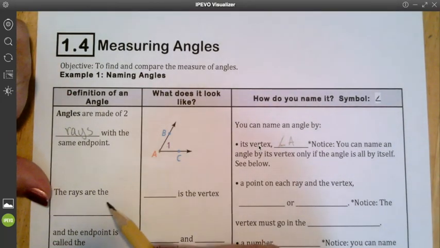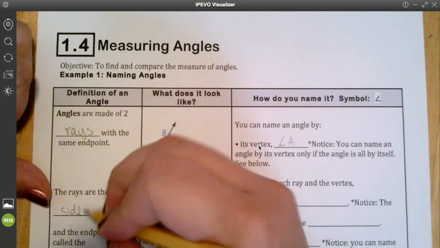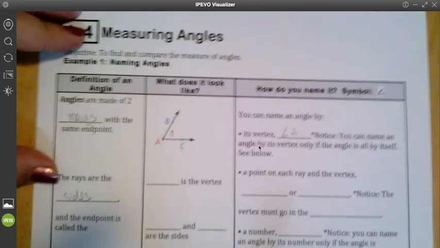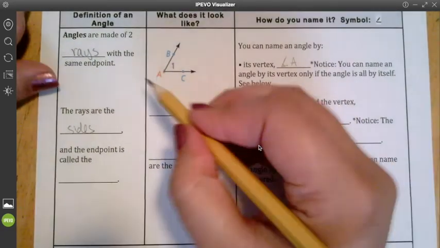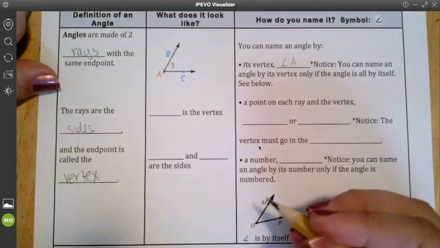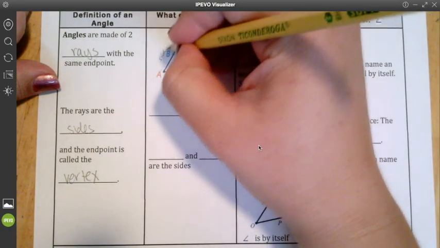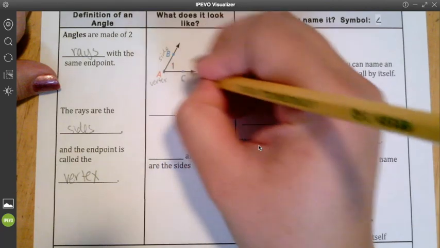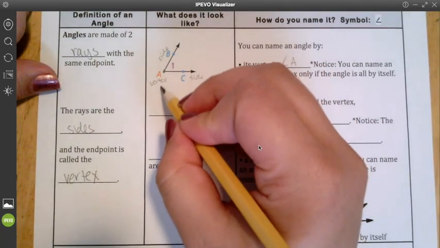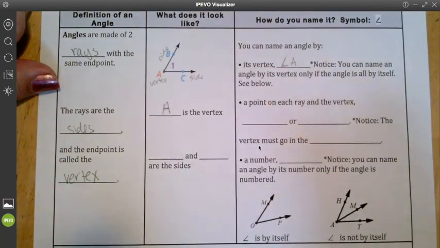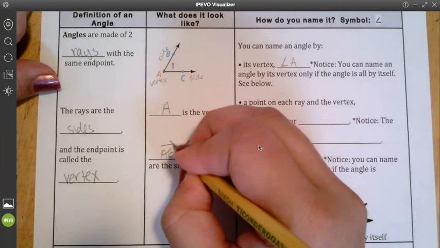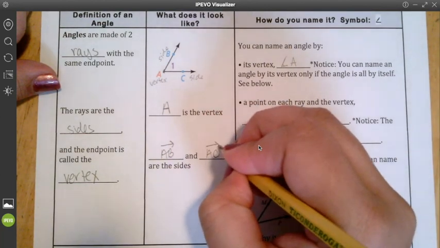The rays are the sides of the angle, right? Each side of the angle is made up of a ray. And the endpoint, the point that these two rays have in common, that is called the vertex. Okay, so this is side, vertex, side. In this case, our vertex is A, and the sides are these two rays, which are ray AB and ray AC.